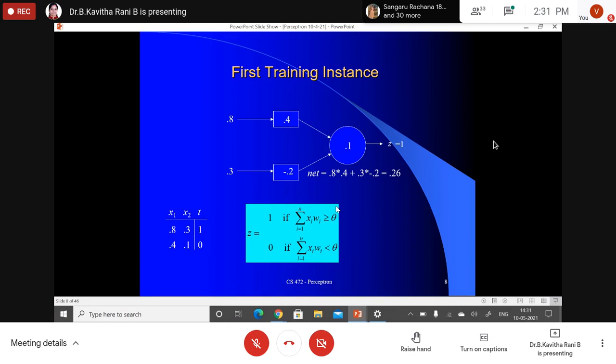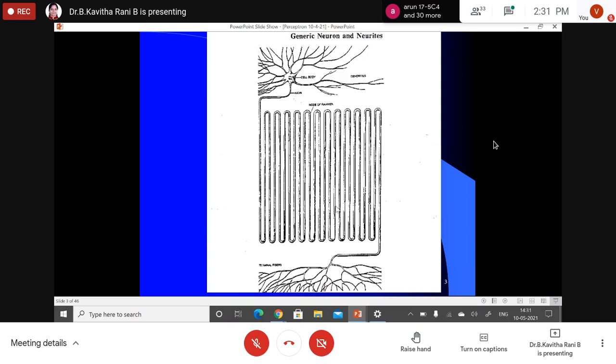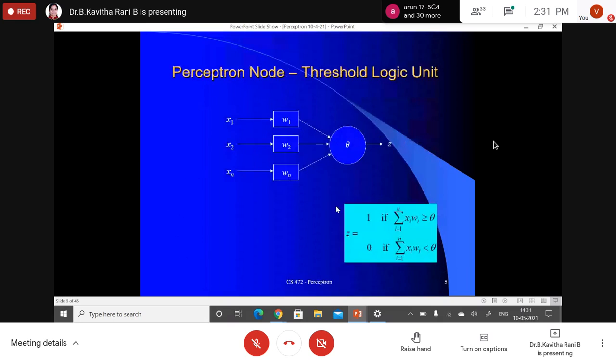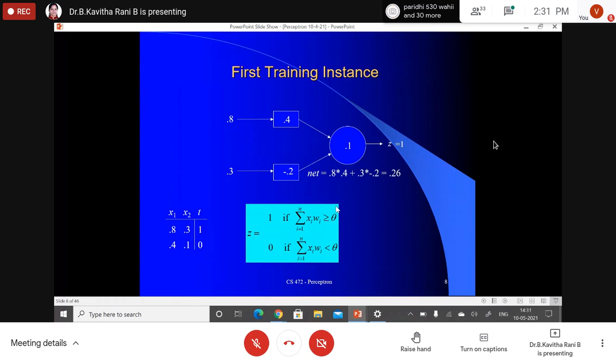What will happen? In the previous slide I told you, if it is greater than 0, we will get 1 here. If it is less than 0, we will get minus 1 here. We are getting greater than 0, so the target value which we have, 1, is equal to our prediction value.